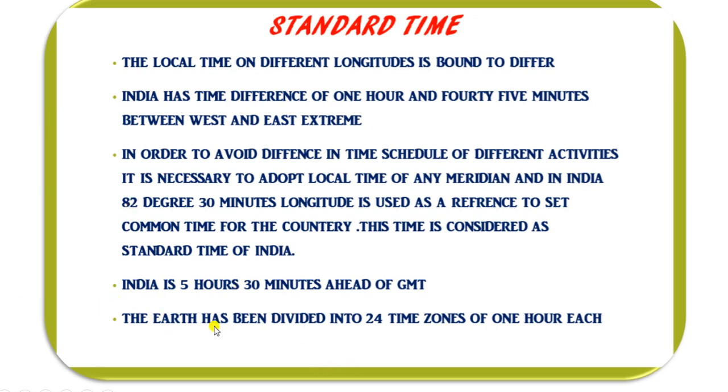The earth has been divided into 24 time zones of 1 hour each. The whole earth is divided into 24 time zones, just to avoid any kind of confusion within a country as far as the management of time is concerned.